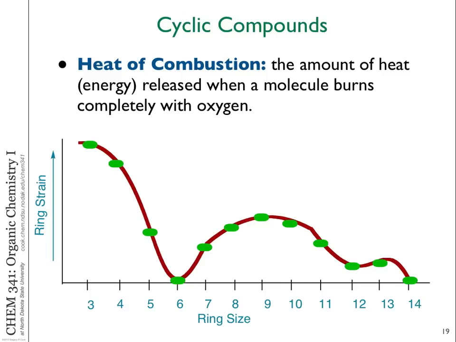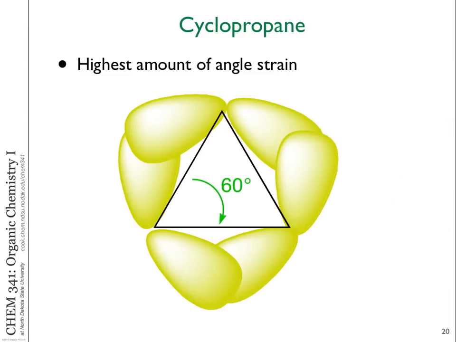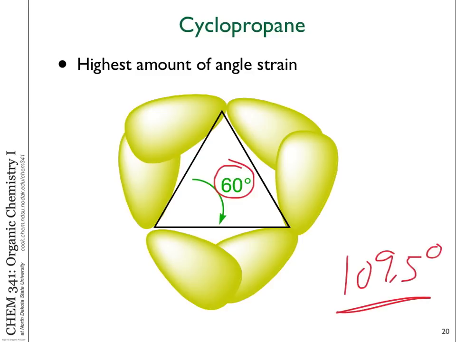Okay, so let's take a closer look at cyclopropane. Cyclopropane is a 3-carbon ring, right? And if you just look at that, geometrically that would be a triangle. And the bond angle of a triangle is 60 degrees. What's the preferred angle for an sp3 carbon? An sp3 carbon wants to be roughly 109.5, right? So 60 degrees is very, very far away from the preferred angle.